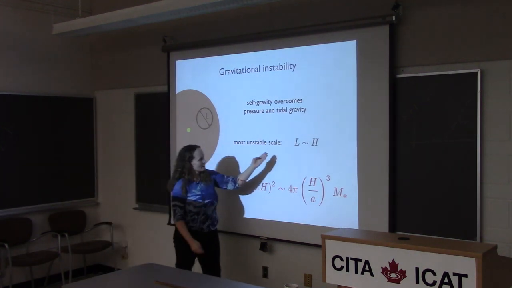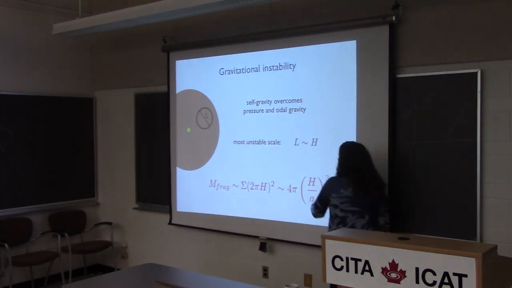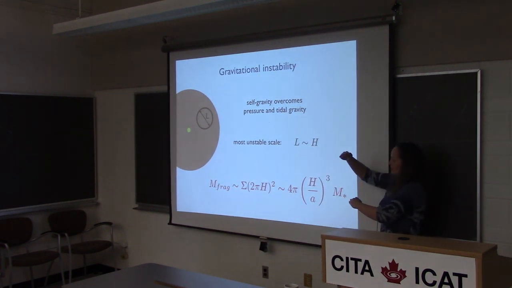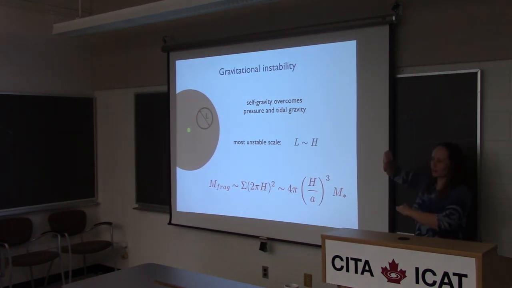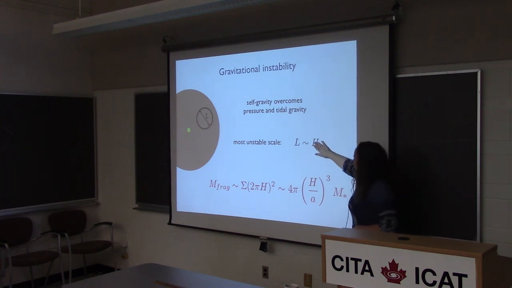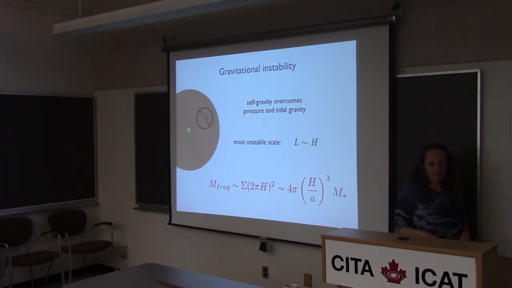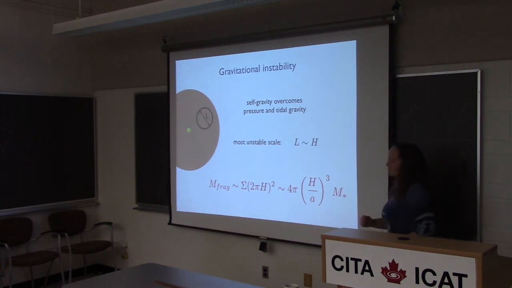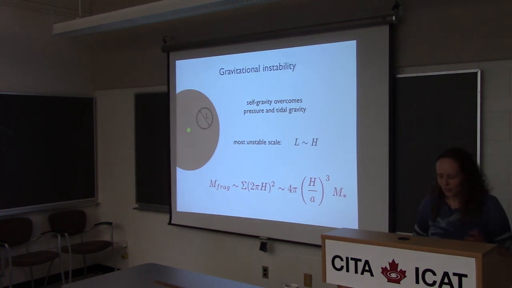And the first scale where that can happen is the scale height of the disk. And that's perhaps not that surprising, because at the scale height of the disk, that's where the vertical component of gravity, which looks just like that tidal gravity term, balances vertical pressure. So this is the most unstable scale. And what this tells you is you can actually get, at least approximately, a minimum fragment mass, which goes something like the surface density times the scale height squared times some coefficient that you have to get from simulations.